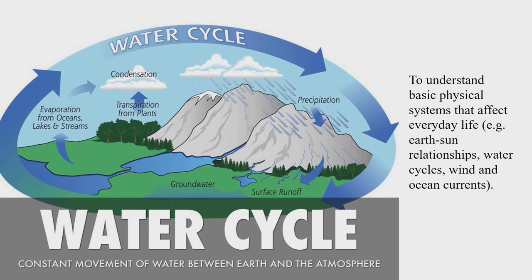Now, water cycle is very important. Water is very crucial for our survival. Water is used in agriculture. Water is used to generate electricity. So, understanding water cycle is very important and the information of which is provided by geography.